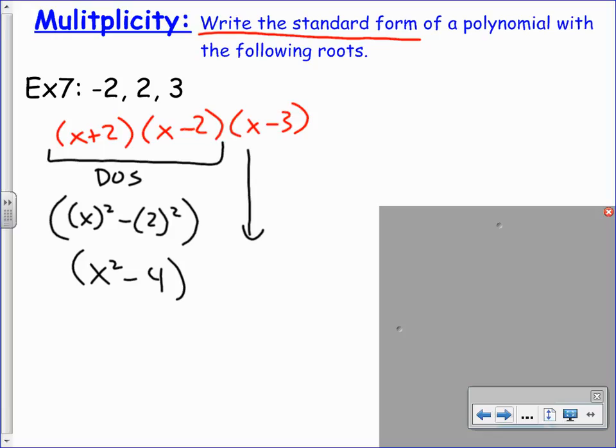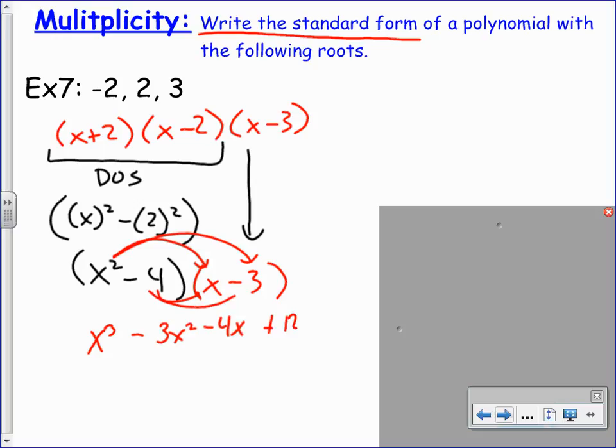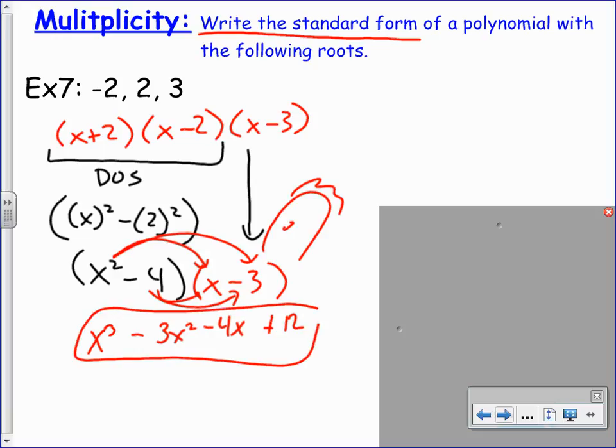So now, multiplying this to x minus 3, we make our chicken: x cubed minus 3x squared minus 4x plus 12. So this, my dear, is the standard form given those roots, right?